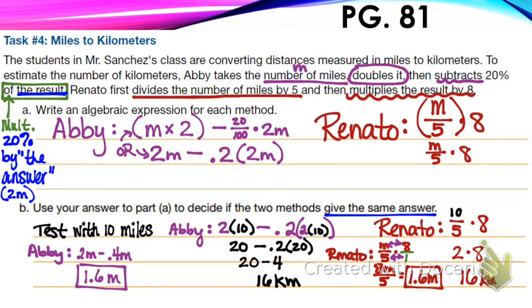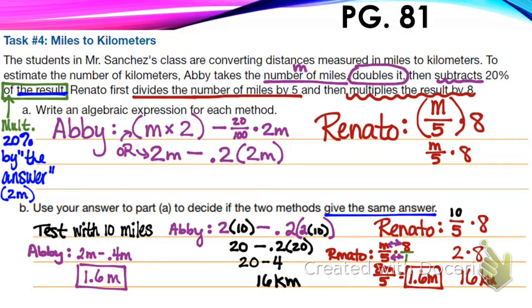So like right here, if I were to do this with Abby, I would say, well, she multiplied the number of miles by 2. That's what she meant by double it. And then she took that answer, and she took 20% of it. So I would do 0.2 times this to find 20% of that. So you're just going to put it back into words. Like, what do all the pieces mean? So that I can clearly see the connection between your expression and the words that were described.